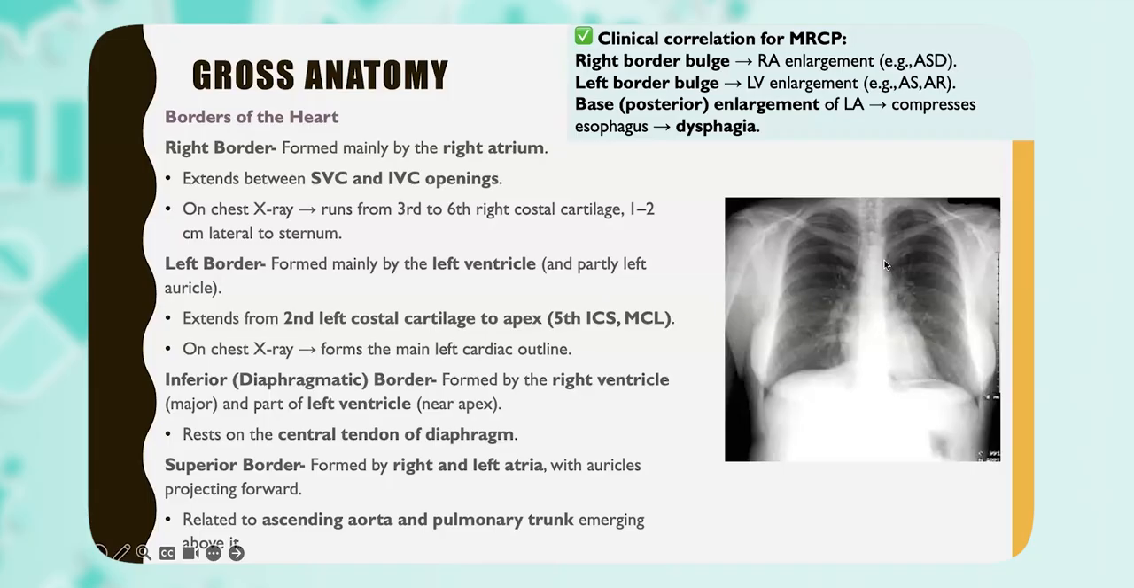What are the other structures that form it? That is the aortic knuckle, then the pulmonary bay, which is a normally concave or straight area, and then the left atrial appendage, and then the left ventricle. These are the four things that form the left border of the heart. Okay, so this left auricle, we don't call it auricle anymore, we call it left atrial appendage. So the inferior diaphragmatic border is formed by the right ventricle majorly and by the left ventricle partially in the apical side. It rests on the central tendon of the diaphragm, and the superior border is formed by the right and left atria with auricles projecting forward.